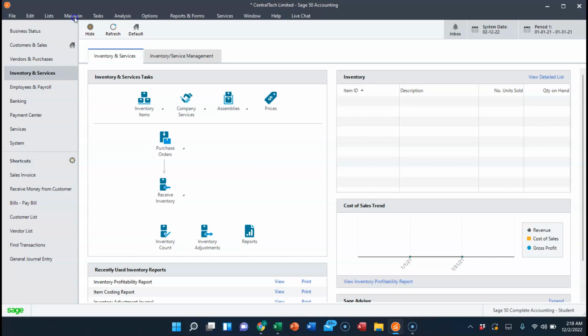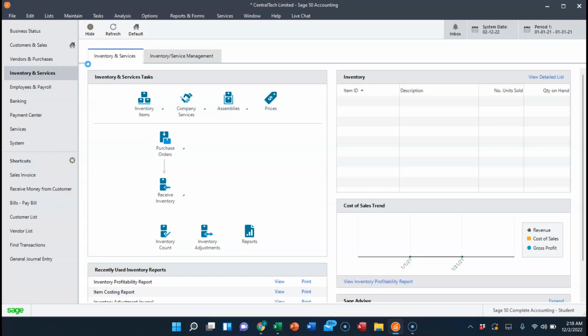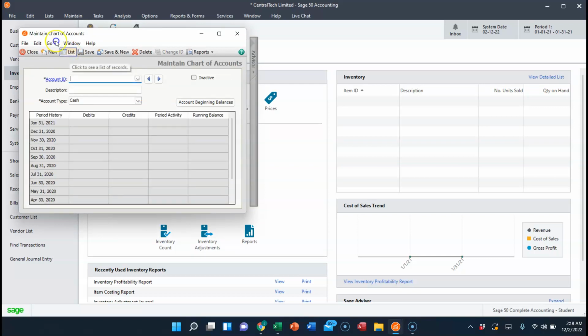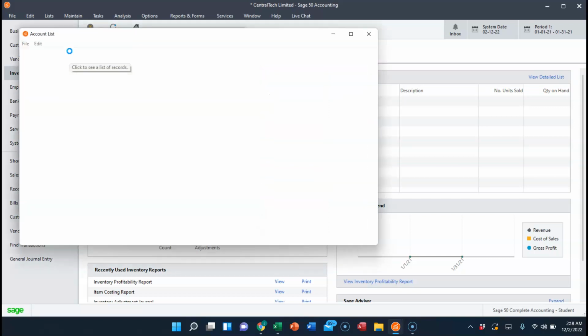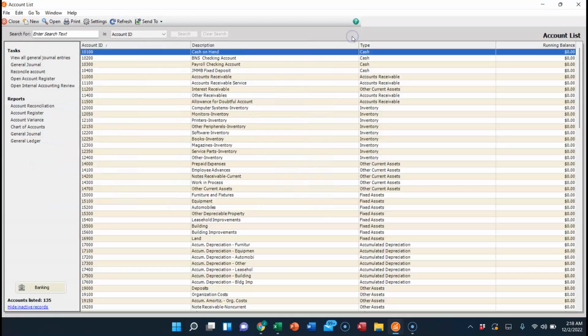We go to Maintain, Chart of Accounts. Then I go to List on the icon bar. And then I maximize my window by clicking on the box to the top right-hand corner of the account list window. Now, why am I bringing you here to wrap up?